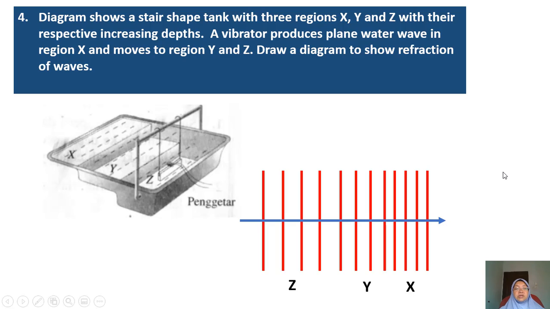Okay, here we have another question. You are given the shape of the ripple tank. The depth is not equal. So the wave is moving from Z to X, right? This is the vibrator, from Z to X, sorry. Z is the deeper region, and this is the shallowest. So it will go something like this. All are straight lines because this is a plane wave. This is longer, and X has the shorter wavelength.